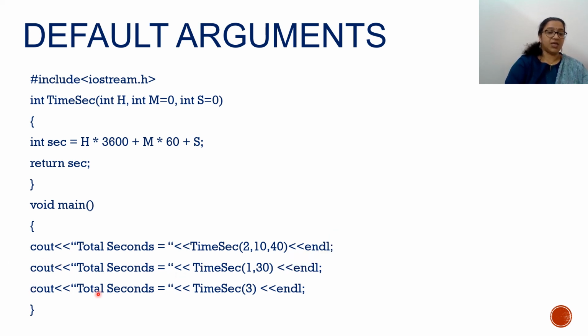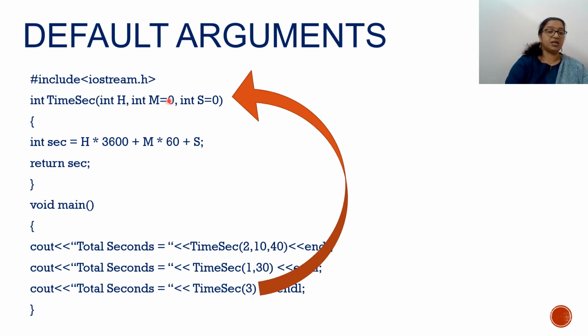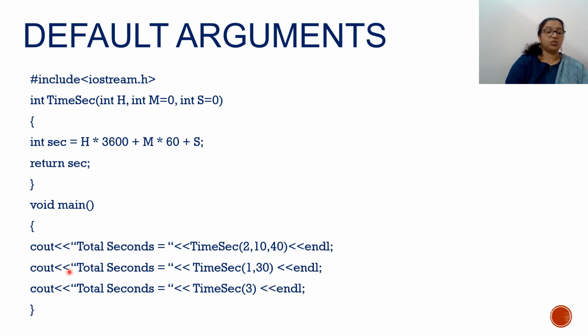Clear? Now the last statement, total seconds is equal to time sec bracket 3. Only one argument is there. So we are passing 3 to h. Then m is 0, s is 0 because only one argument is there. So 3 into 3600 plus m into 60 plus s, that means 0 into 60 plus 0. So we will get the result on the monitor. One argument is compulsory for this program because for the first argument there is no default value.